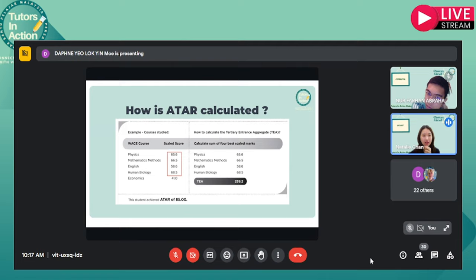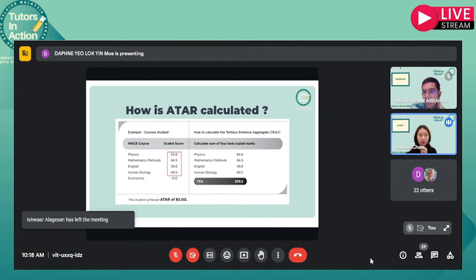And then these marks will be compared against other students who did OSMAT, and the system will give you a rank. This student achieved an ATAR of 85.00. This means that this student has done better than 85% of the students who did OSMAT.